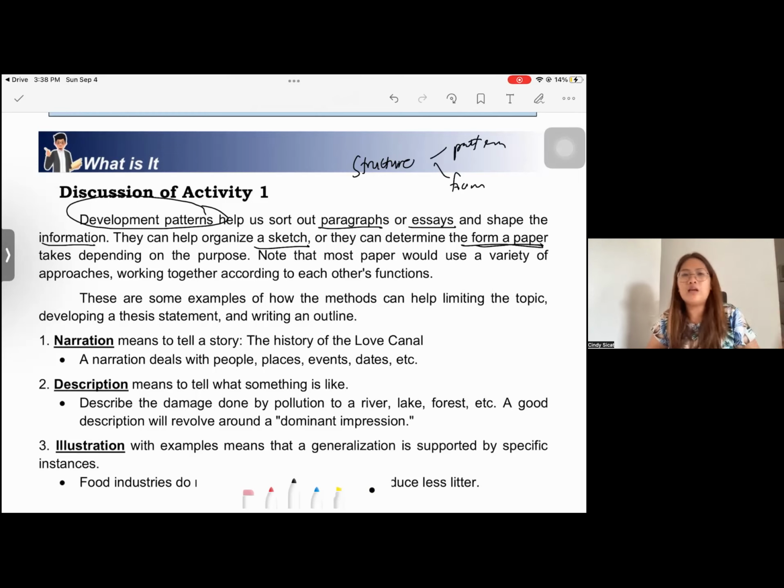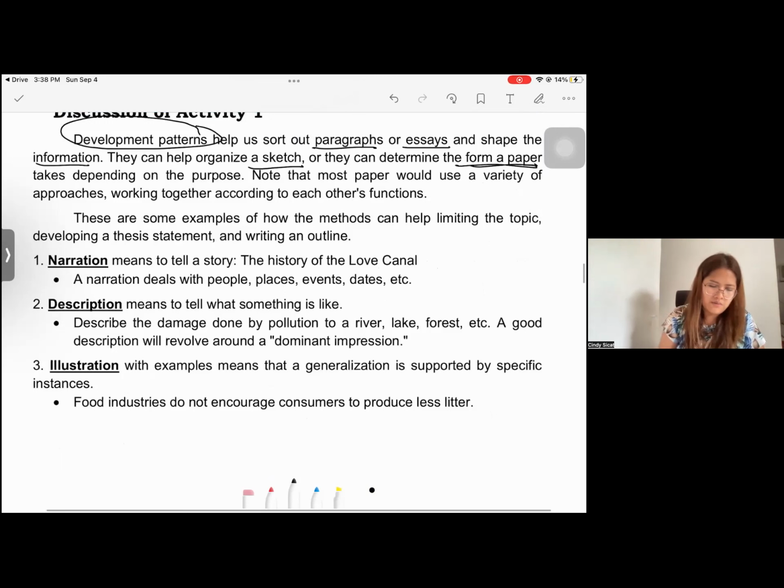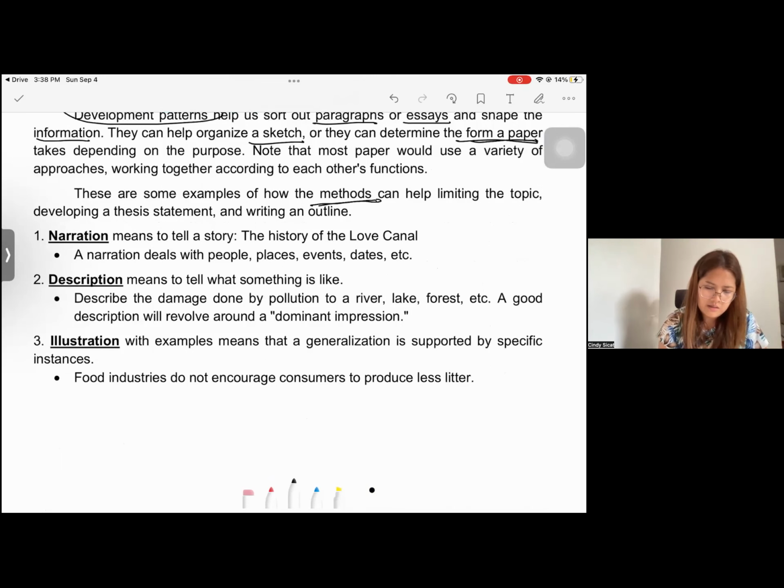are interrelated but not necessarily interchangeable in some sentences. Okay? Note that most paper would use a variety of approaches working together according to each other's functions. So these are examples of how methods can help in limiting the topic, developing a thesis statement, and writing an outline. So here are the types, okay?